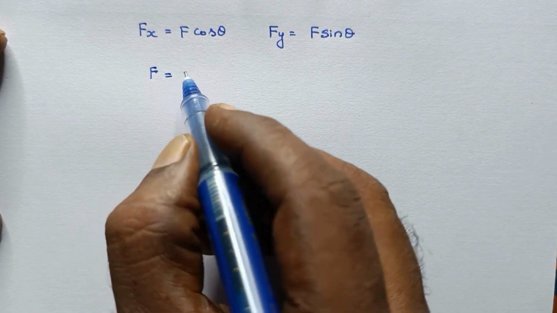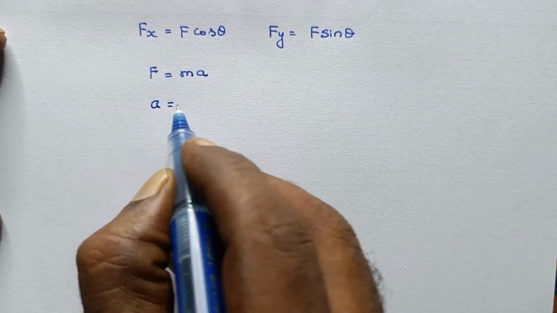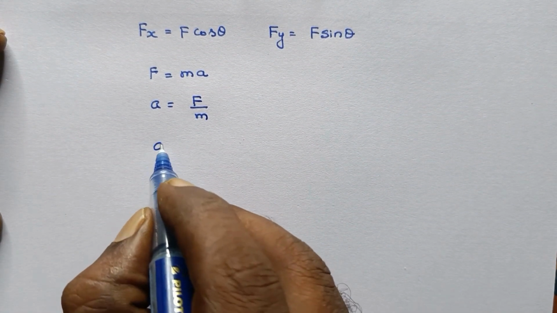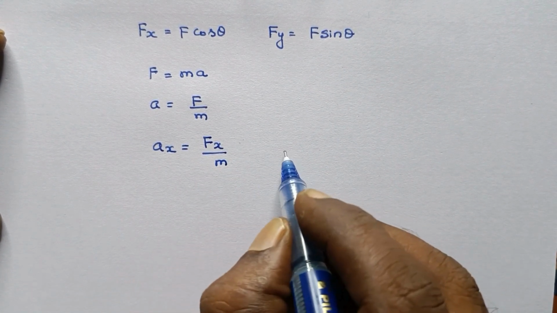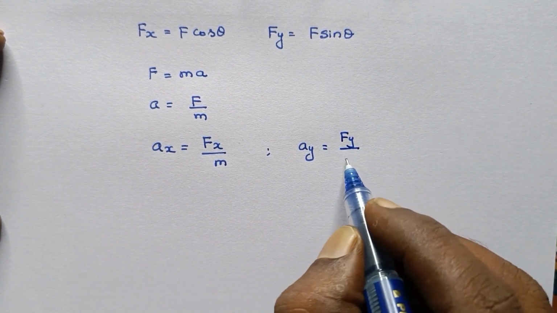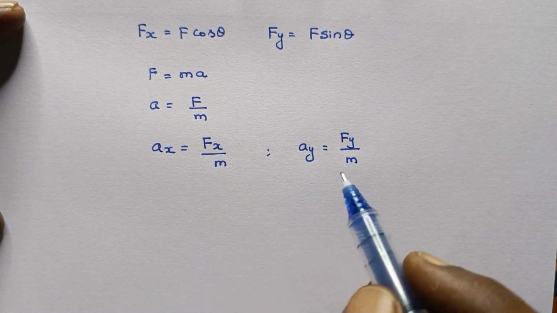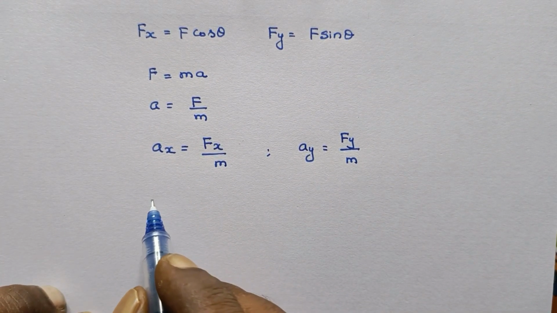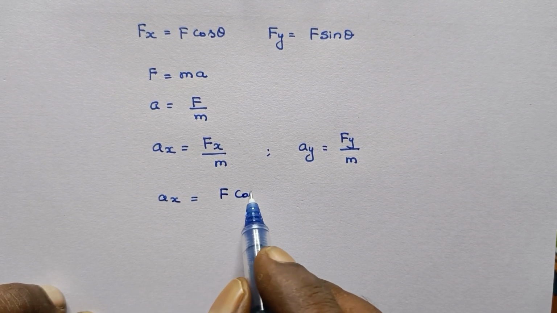Okay, we know this equation F is equal to ma. So from this we can write a is equal to F by m. Therefore Ax can be written as Fx by m and Ay can be written as Fy by m. X component of the acceleration is Ax, which is equal to Fx by m. Similarly, y component of the acceleration is Fy by m. So first let us find the value of Ax. Ax equal to Fx, that is F cos theta by m.